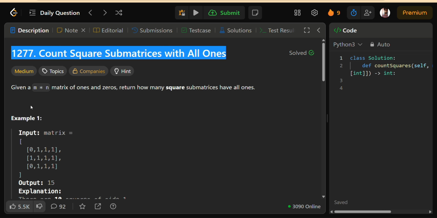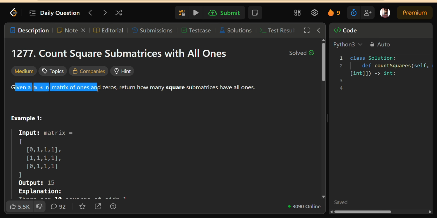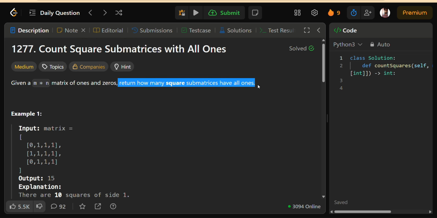The problem gives us a matrix made up of only zeros and ones. Our task is to count how many square submatrices exist where all the elements are 1. Now, when we say square submatrices, it doesn't mean only 2 by 2 or 3 by 3. Even a single 1 is considered a 1 by 1 square. We need to count all such squares of every possible size in the entire matrix and return that total number.